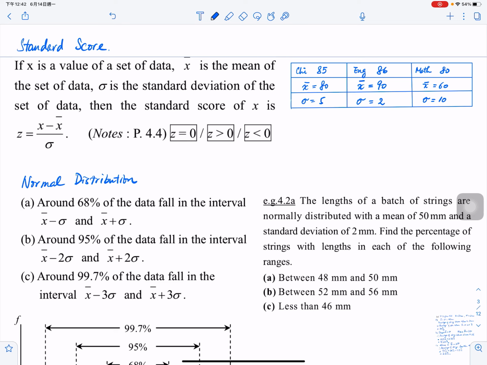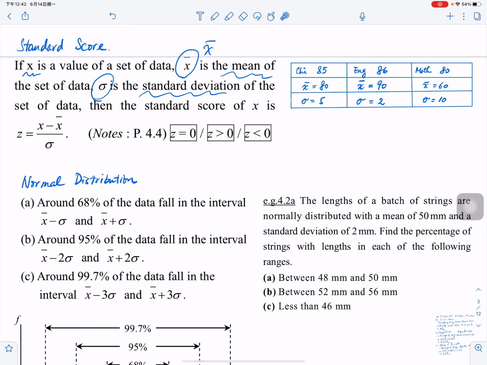Okay, now let's have a look at two things. One is the standard score, one is the normal distribution. Standard score means we compare the datum with the mean, x bar, and the standard deviation.